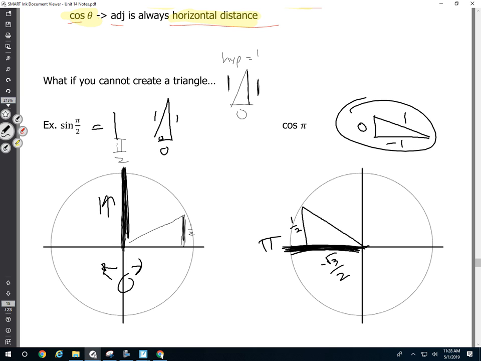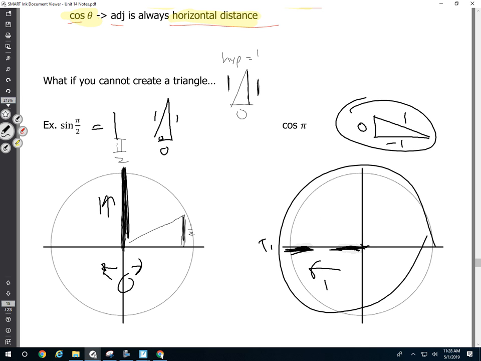Now, am I going to use this? No, I don't want this to confuse you, and I don't want you to draw crazy things. Instead, I want you to think cosine, horizontal distance. Horizontally, I'm going to the left 1 because we have a unit circle. Unit circle, radius is 1, right? So I'm going to the left 1. I am not going up or down at all. So my cosine of pi is -1.